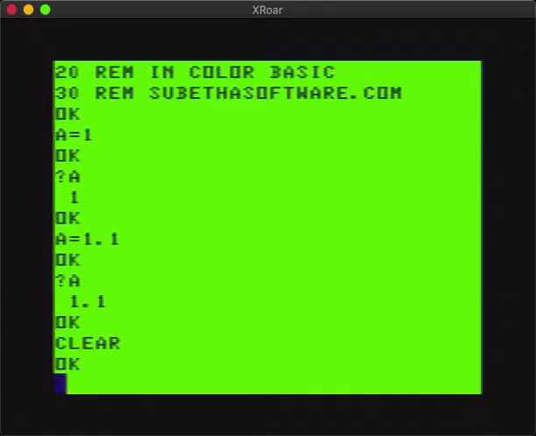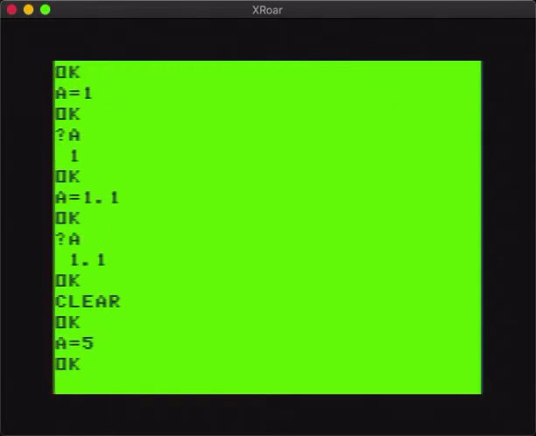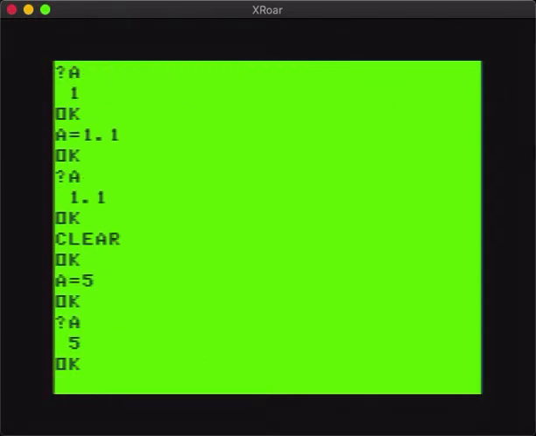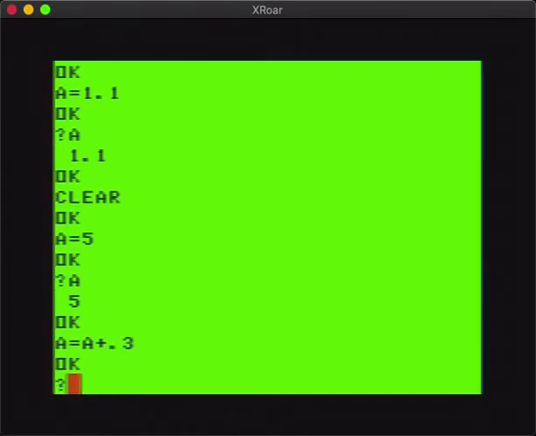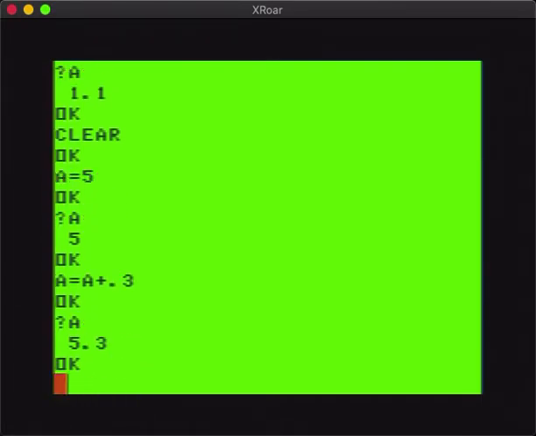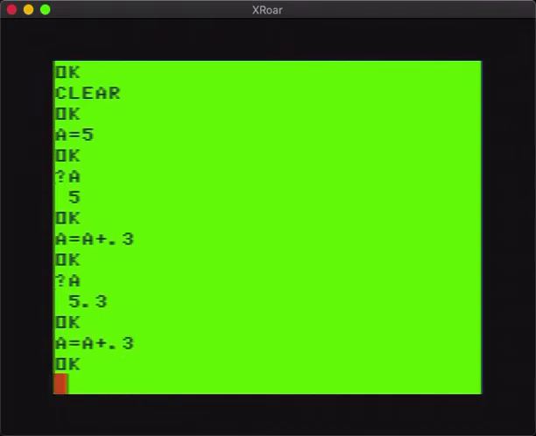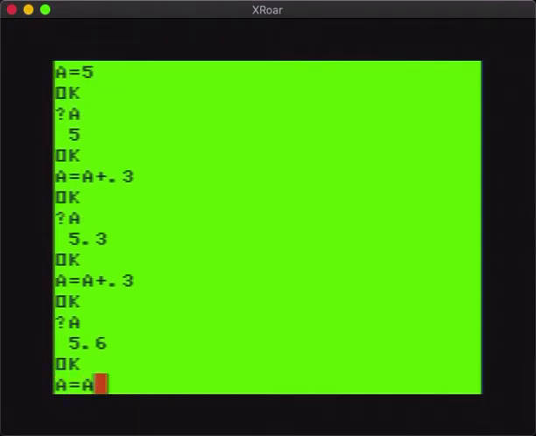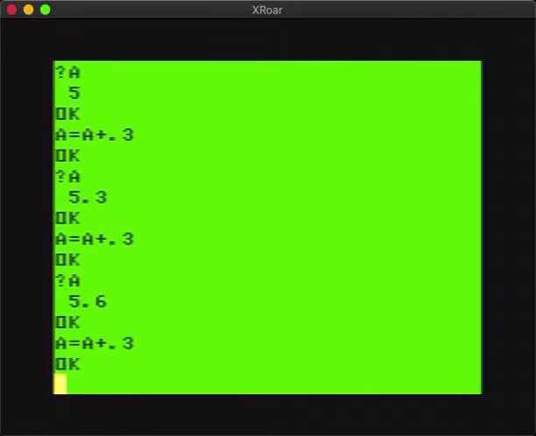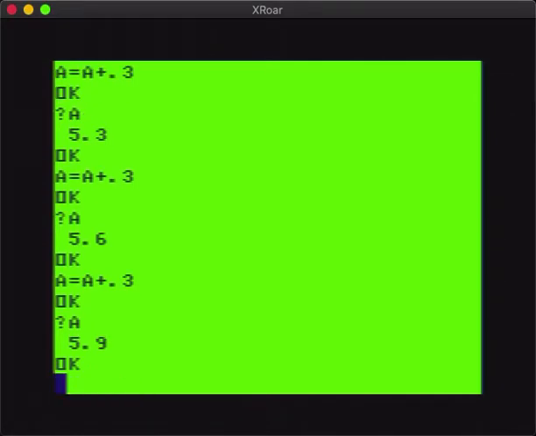But floating point variables do have flaws. They can't actually represent all the numbers. For instance, A equals 5. Print A. A equals A plus 0.3. 5.3? Good. A equals A plus 0.3. 5.6? Good. A equals A plus 0.3. 5.9? Sure. A equals A plus 0.3.